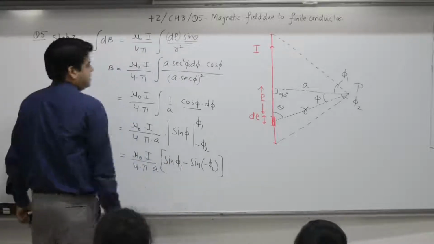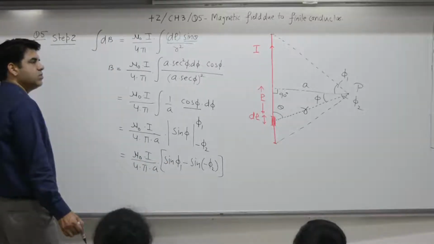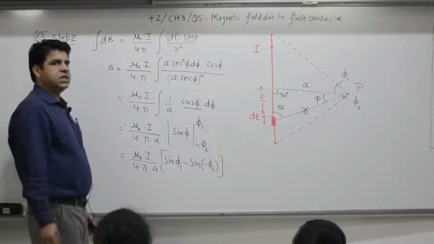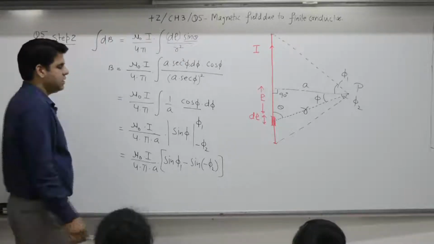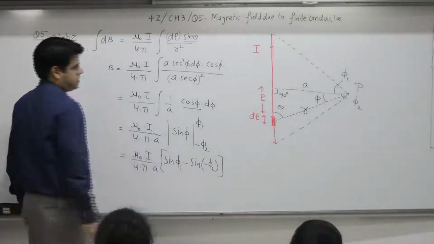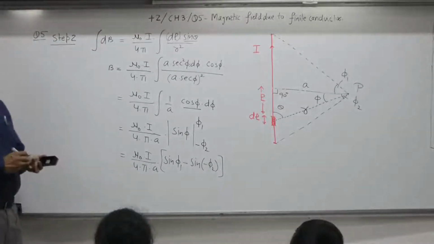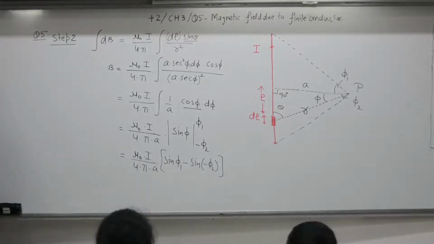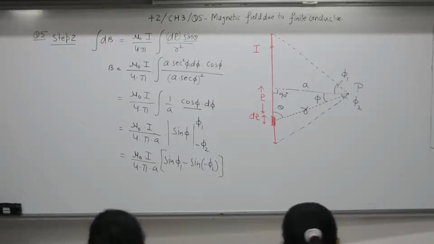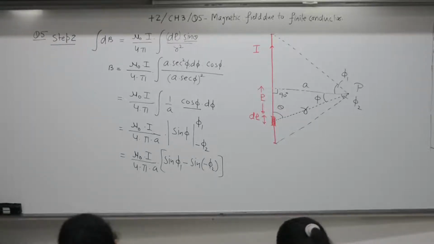Sine of minus theta is equal to minus sine theta. So minus times minus becomes plus. This becomes sine phi 1 plus sine phi 2. 2 minutes to complete.